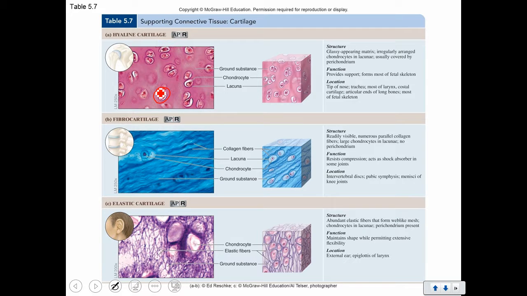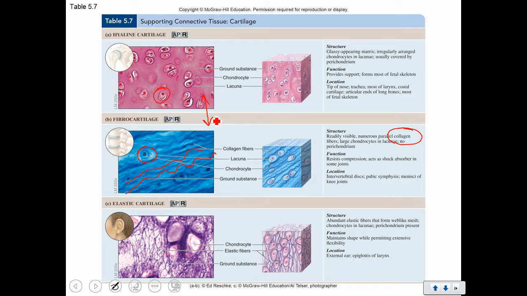Then we have the next type of cartilage called fibrocartilage. We have a lot of collagen fibers here, so it looks pretty wavy. The collagen fibers kind of give it a wavy appearance. You do see the chondrocytes in here. As you saw before, they still look like eyes, but the difference between the fibrocartilage and the hyaline cartilage is the way that the fibers look. You can't really see the fibers in hyaline, but you see the fibers in fibrocartilage.